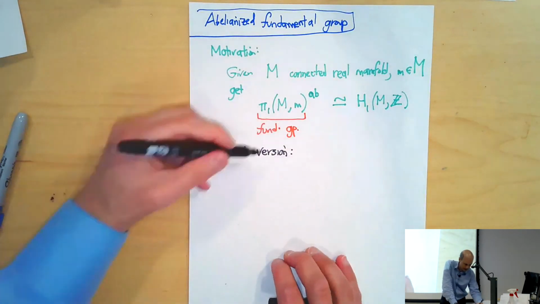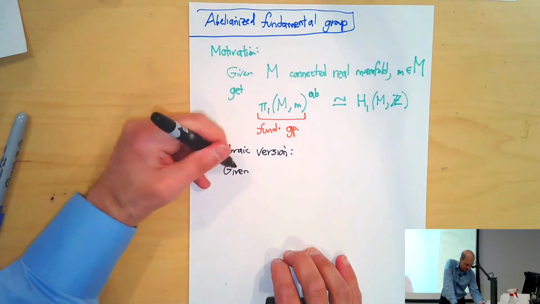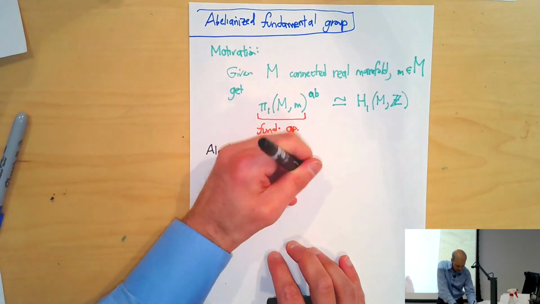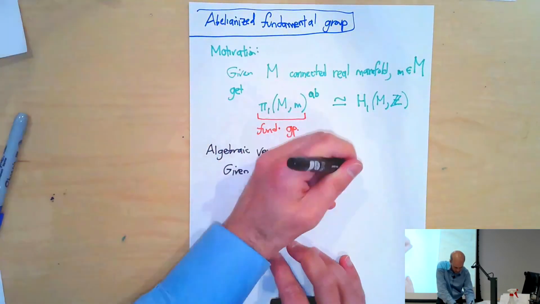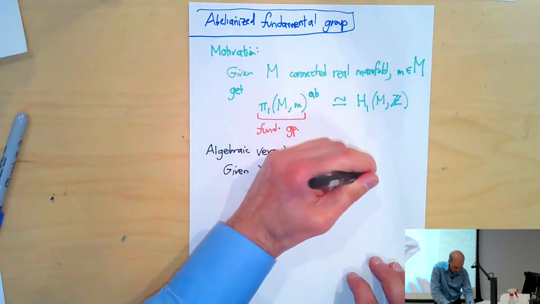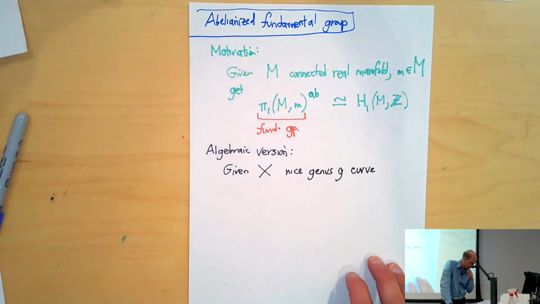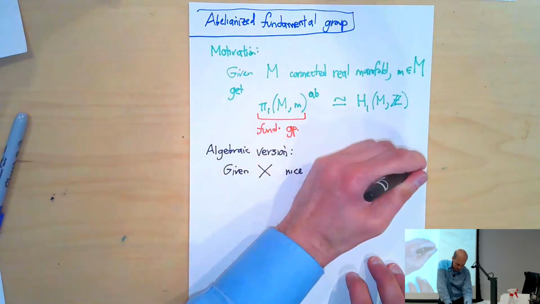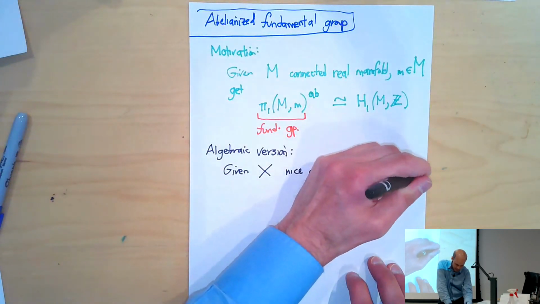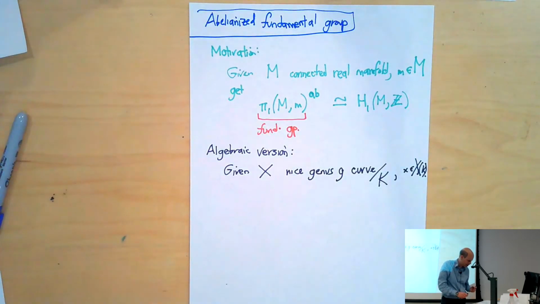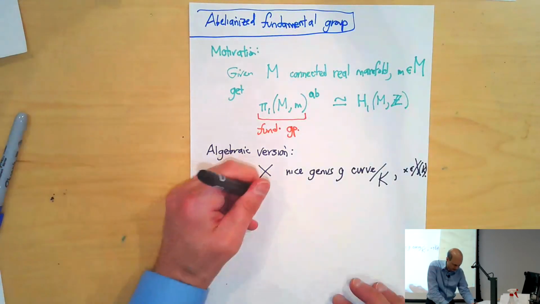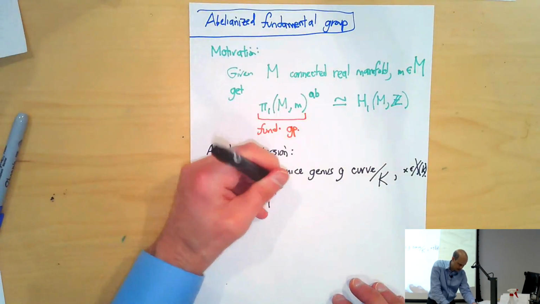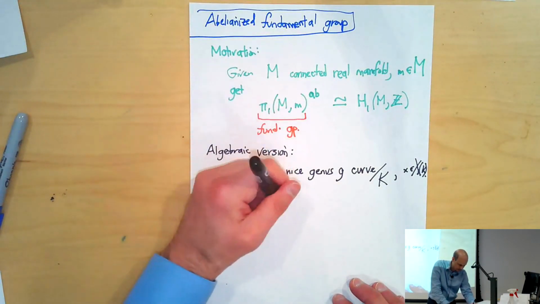So, let's just do it for curves, since that's what we're ultimately interested in. Given X, a nice genus g curve over K. And again, we need a base point if we want to talk about fundamental groups, so let's take a K point. Then the analog of this isomorphism is that you can talk about the étale fundamental group.